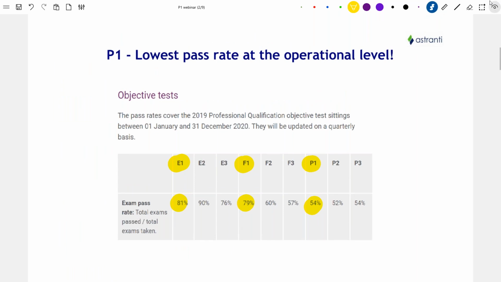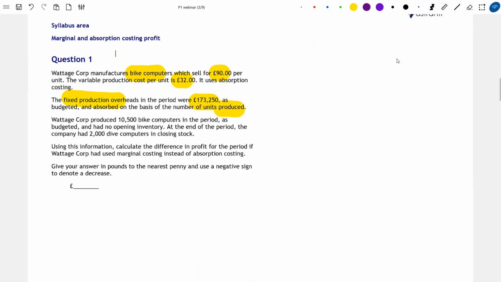Thank you. Okay, so I'll use my laser pointer here. So we have E1, F1, and P1. We can see that the E1 pass rate was 81%, F1 79, and then P1 a lot lower at 54. That's just to reinforce the point that, going by the pass rates, people currently seem to find that the most challenging of the three different modules, the three different syllabuses. However, again, I think if we can break down some of the mathematical concepts, we can hopefully see a boost to this 54%.